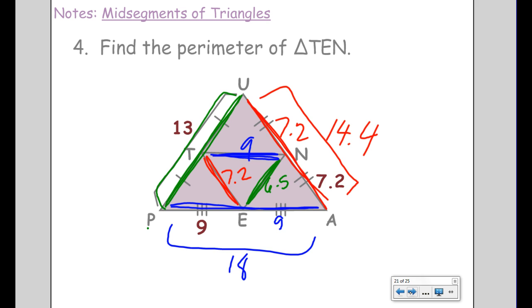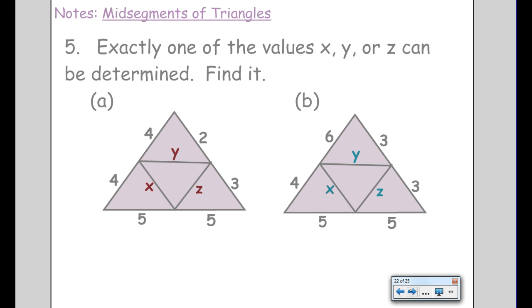All right, last question of the day. These are fun. I like these. Exactly one of the values can be determined. Find it. So, in this one, 2 of these midsegments are just pretenders. They're not really midsegments. One of them is really a midsegment. You have to find out which one is the true midsegment. X, Y, and Z. Only one of these is really a midsegment. Which one is it?